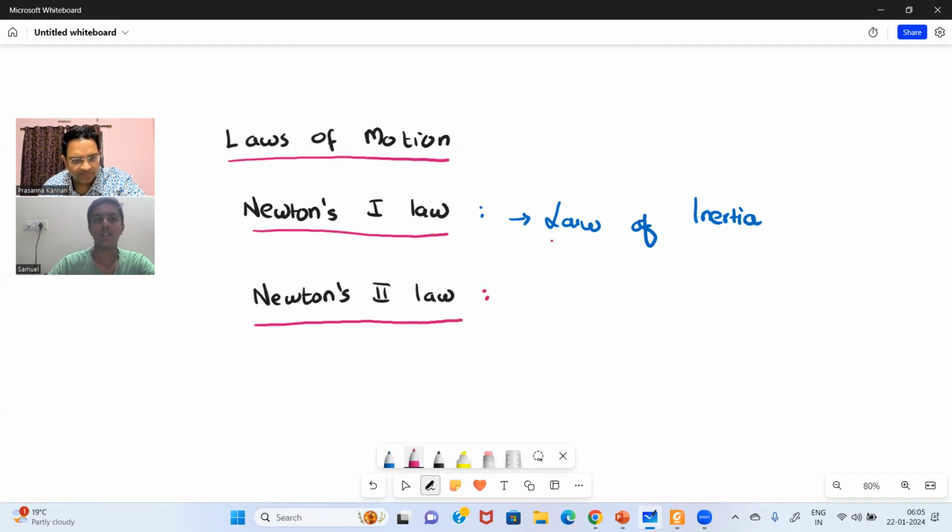Isn't it the mass? Greater the mass, greater the inertia. Is that clear? Right. Same is true with a body which is moving with uniform motion.